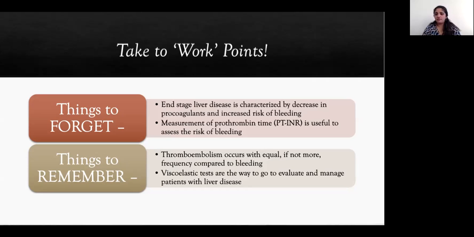Things to remember are, just like I said, thromboembolism occurs equally, if not more, compared to bleeding, and viscoelastic tests are the way to go in the future.